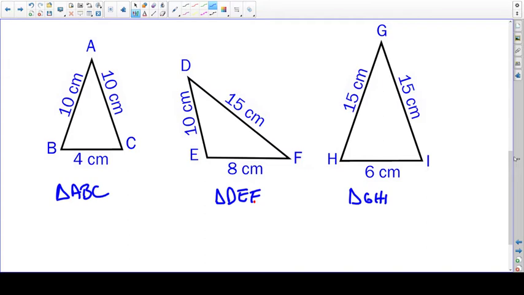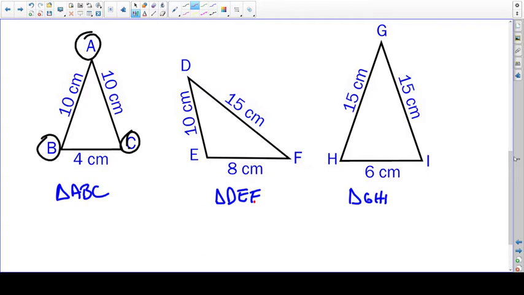So, we name triangles by saying triangle ABC, triangle DEF, and triangle GHI. We always name the triangle by naming each of the 3 vertices in the triangle. And again, it doesn't matter the order, but typically we use alphabetical order. And if we're using letters, A, B, C, D, E, F, and G, H, I follows alphabetical order. Now, by looking at these 3 triangles, we are asking which triangles look the same.